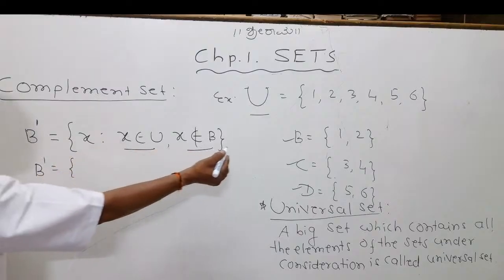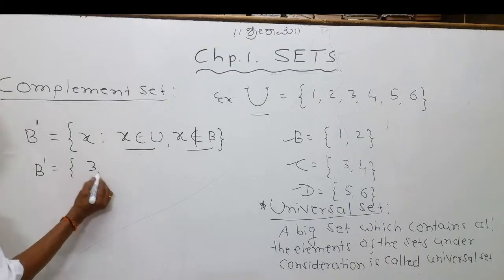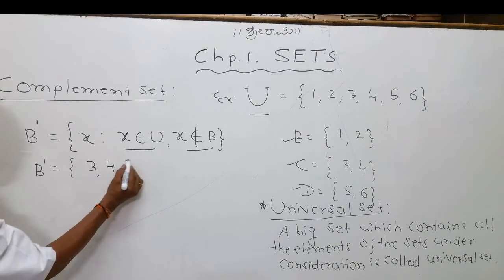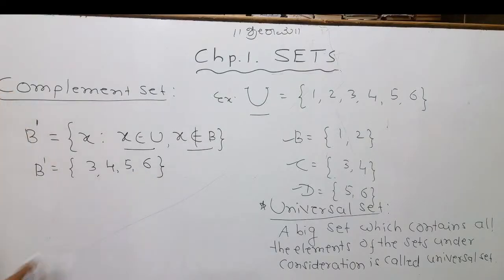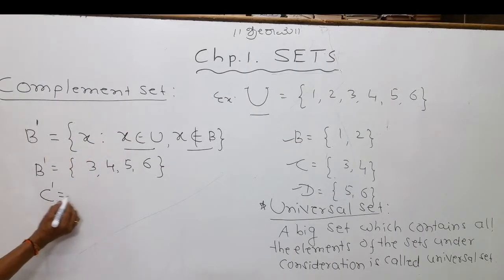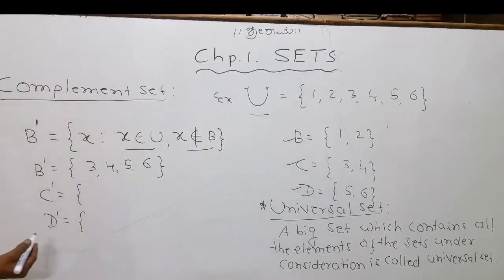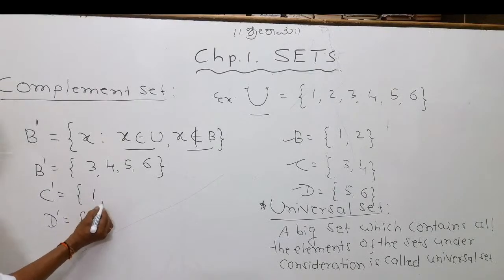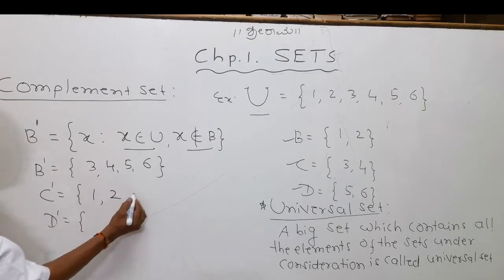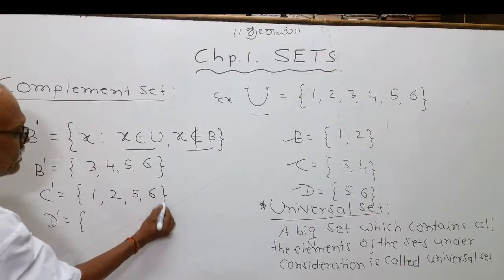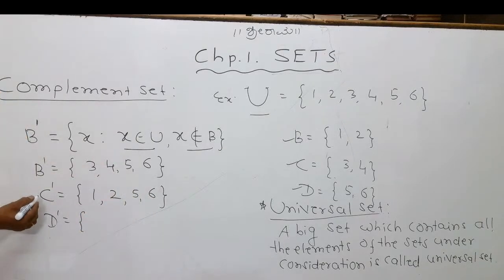Okay, what is B dash now? Except 1, 2, you can write 3, 4, 5, 6. These 3, 4, 5, 6 are called as complement set of B. Similarly, can you write C dash? Try to write the elements of C dash and D dash. What is the meaning of it? They must be present in U but not in C. Except 3, 4, you can write the elements 1, 2, 5, 6, which is called as complement set of C.